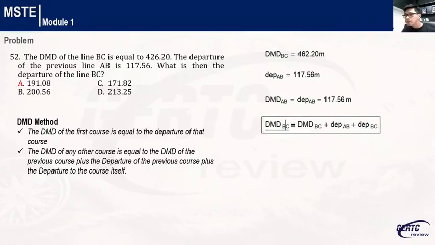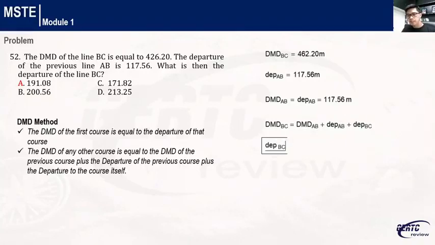The DMD of any other course is equal to the DMD of the previous course. Sorry, AB pala. Okay, so we are required to calculate the departure of line BC. Ito. No? So, i-transpose na lang natin. Departure of line BC is equivalent to DMD BC minus DMD of AB minus departure of AB.